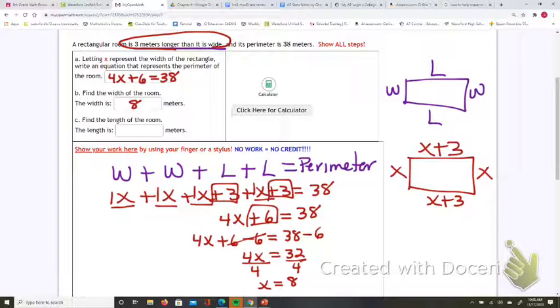Okay, now I need the length. So I go back over to my picture. So remember that this is 8, and this is 8. And then this one is 8 plus 3, and this one is 8 plus 3. So the length is 11. Okay, now one more time, make sure that you have all of the work written down before you submit, and then move on to number 3.